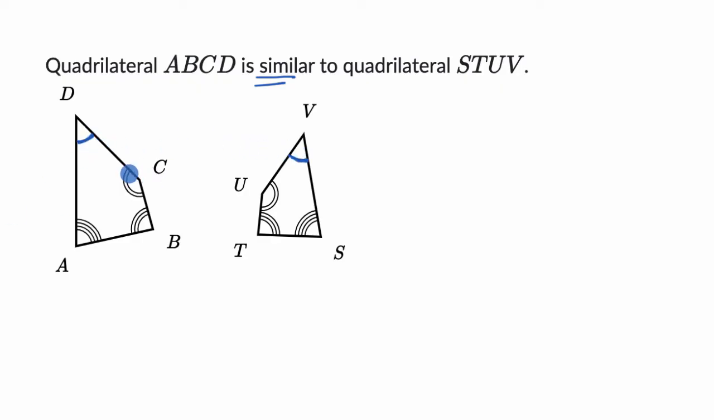We see that for this angle right over here, they put two lines. That angle right over here corresponds to this angle. And so they have the same measure. And I could do that for the other two. So that's one thing that similarity tells us.